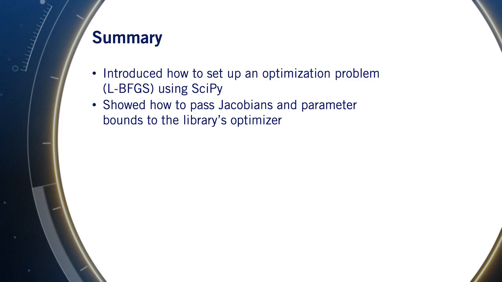To summarize, in this video we introduced how to set up an optimization problem using the SciPy optimization library. In particular, we discussed how to pass in user-defined objective functions and Jacobians as well as parameter bounds to the optimizer. You should now have a good idea of how to solve general optimization problems using the Python library. For more information, you can consult the SciPy optimization library documentation. After this lesson, we have a programming assignment to give you a chance to practice the concepts we've discussed here and to prepare you for the end of module project.